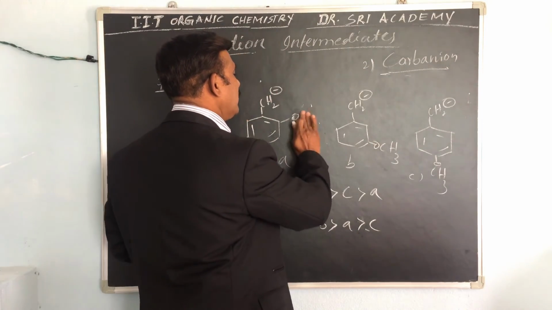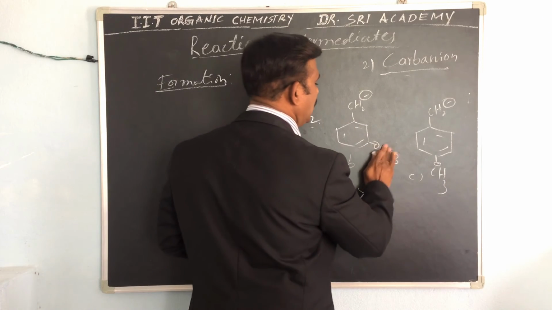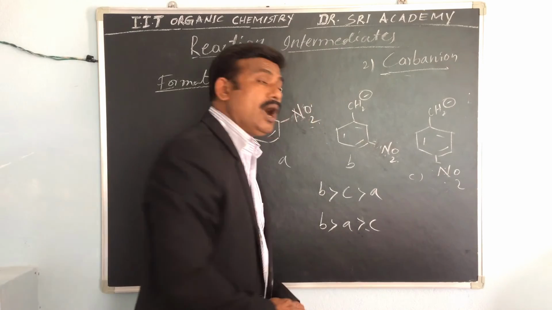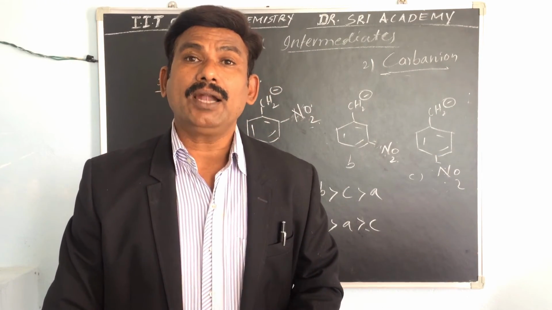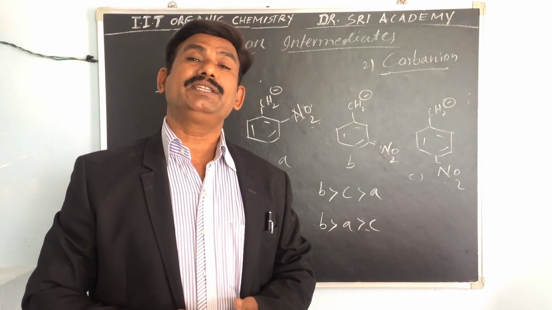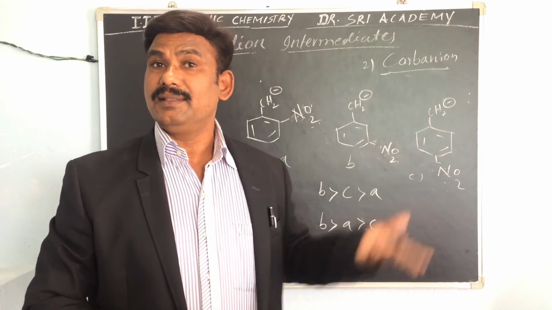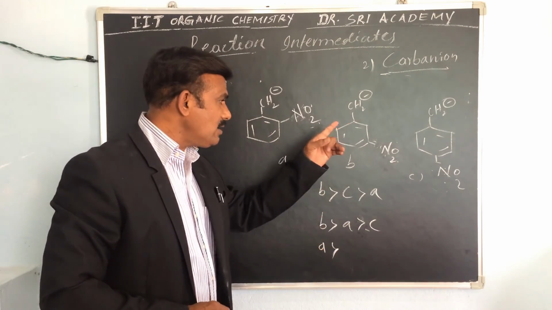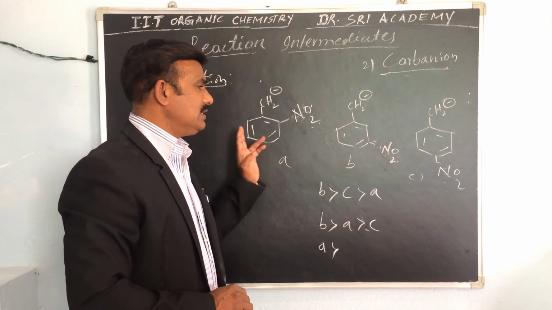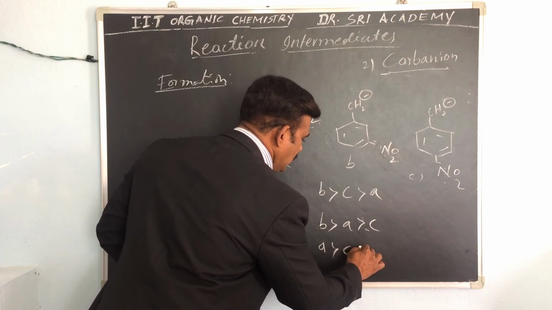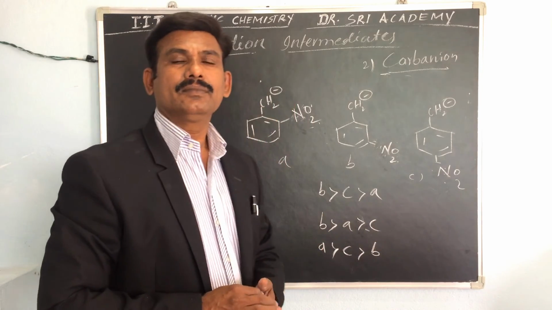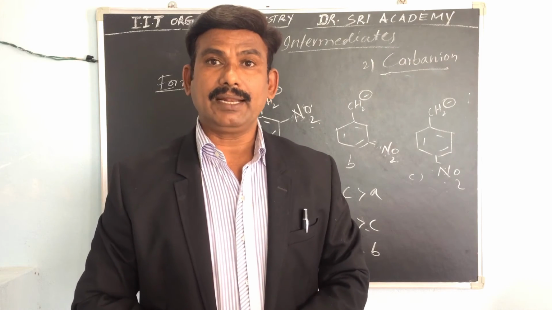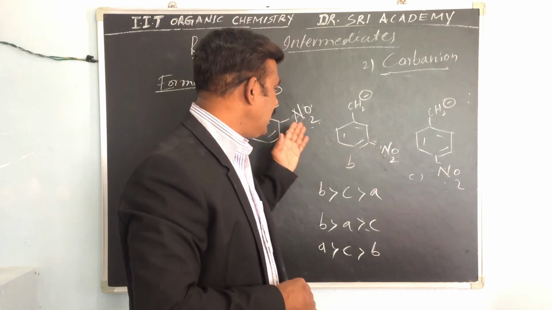In the case of nitro, what happened? In the case of nitro, with orthonitro, metanitro, and paranitro, what is the order? The order of stability is A greater than C greater than B. So B is the last. It means A has greater stability than C, meaning orthonitro is greater than paranitro, which is greater than metanitro. That is in the case of a nitro compound. So these are very, very important.